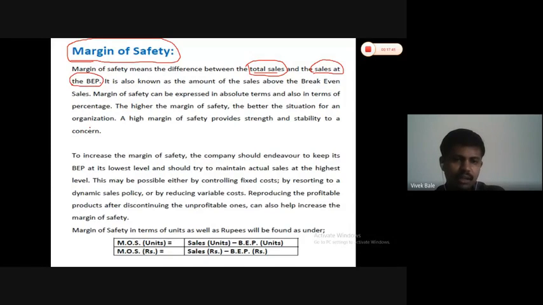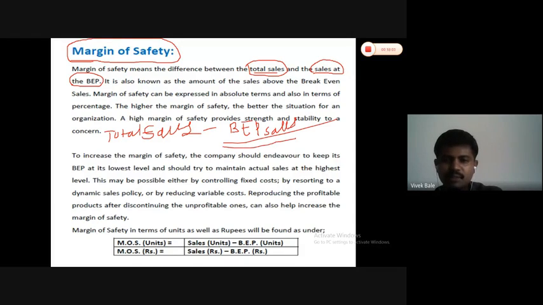It means total sales minus BEP sales. Now you know break-even point sales means the amount of sales where there is no profit, no loss. If your total sales is more than break-even point sales, this is your margin of safety. It means you are in profit. But if your total sales is less than break-even point sales, then at that time your margin of safety is in negative mode, and therefore you may be facing losses.